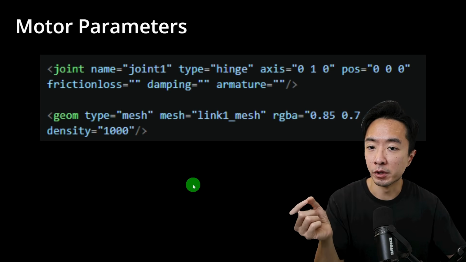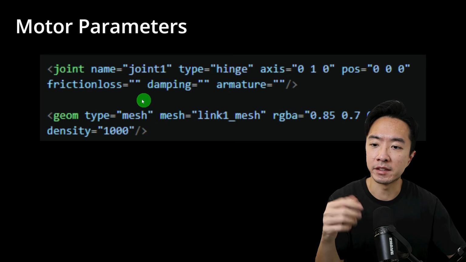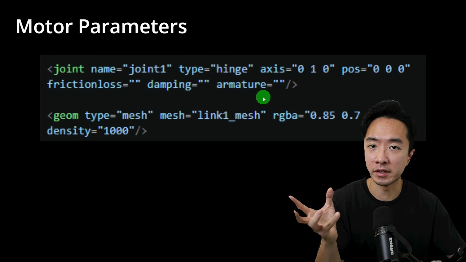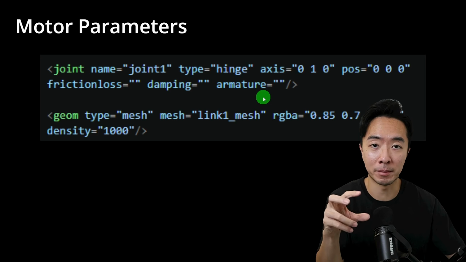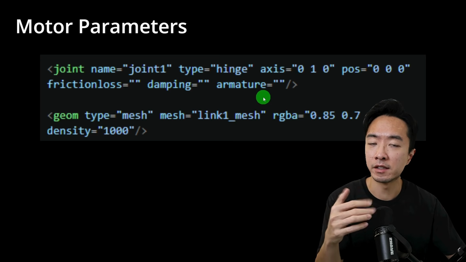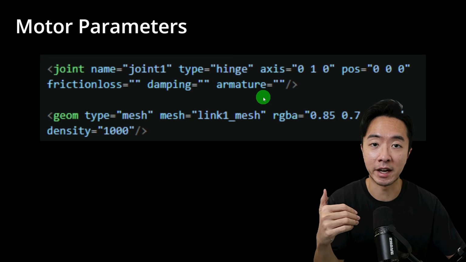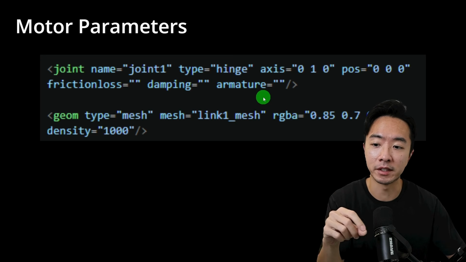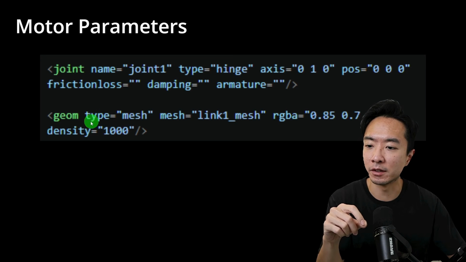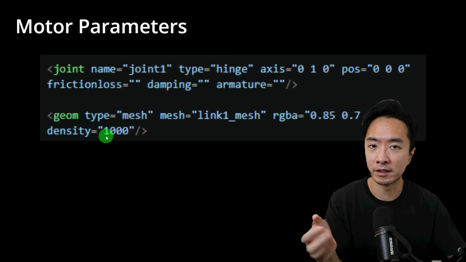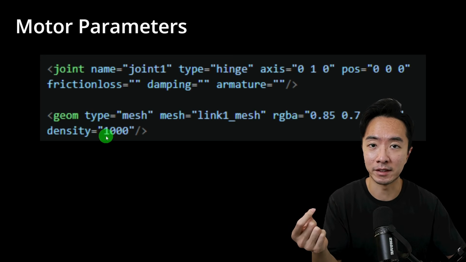And then as for the motor parameters, this is where you could set things like the friction loss, damping, armature. So these are very important. That's based off of the parameters on your actuator. So sometimes you may have to run some tests to figure it out, or if their data sheet is very accurate, you could pull that directly from their data sheets. And you can see right here for the geometry too, you can also specify the density, which will affect some of your mass properties for the links that you're dealing with.